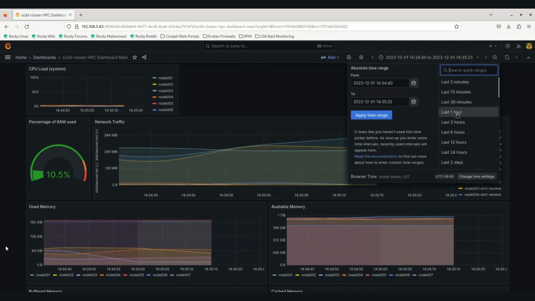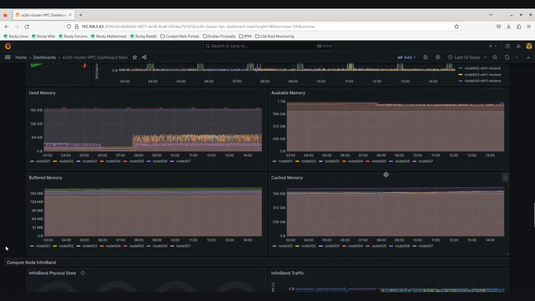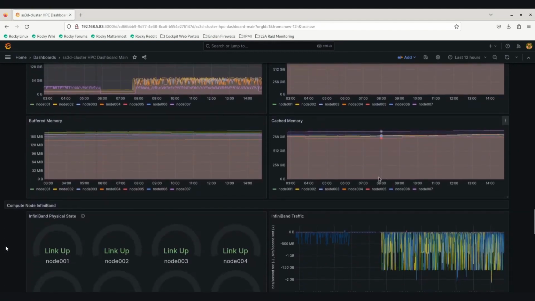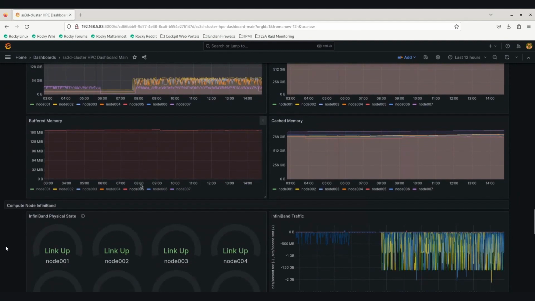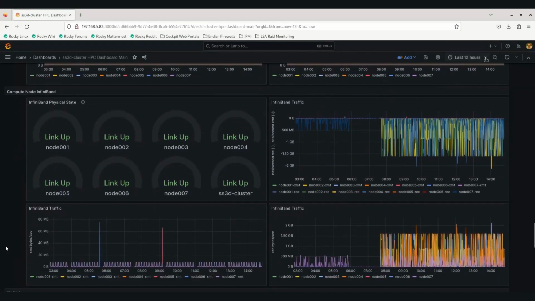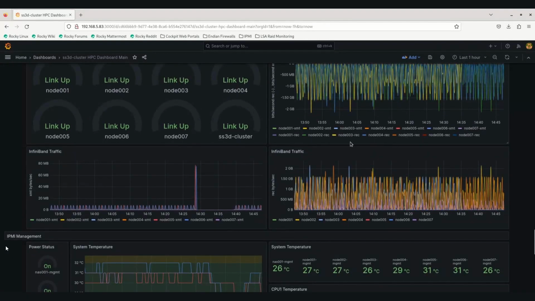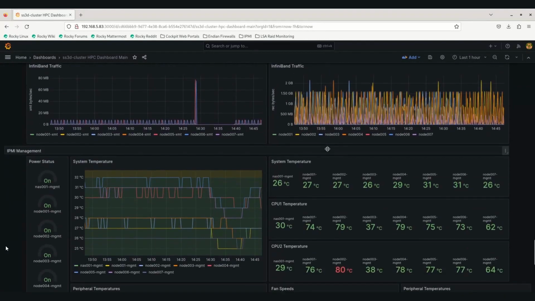Network traffic over various time periods. InfiniBand loads, memory loads. In this case, over the last 12 hours. Now we're moving down to just 1 hour.